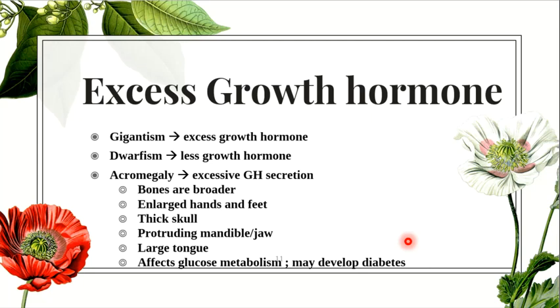What happens is the bones are broader, with enlarged hands and feet, there will be a thick skull, the mandible or jaw will be protruding, the tongue will be large, and the glucose metabolism may be affected, leading to a condition called diabetes. But we're not going into that detail.